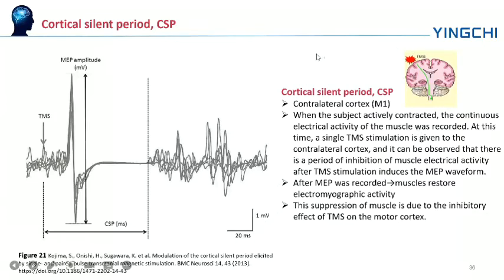And it can be observed that there is a period of inhibition of muscle electrical activity after TMS stimulation induces the MEP waveform. So after this MEP was recorded, the muscles would restore their EMG activity, and this suppression of muscle is due to the inhibitory effect of TMS on the motor cortex.